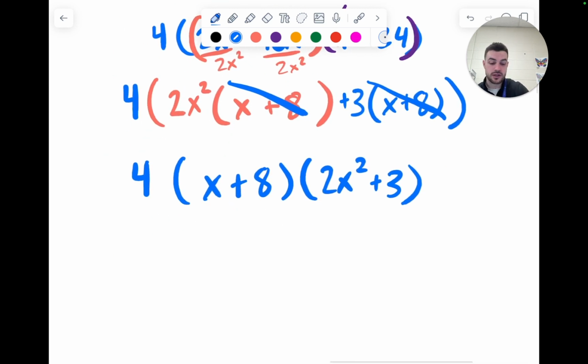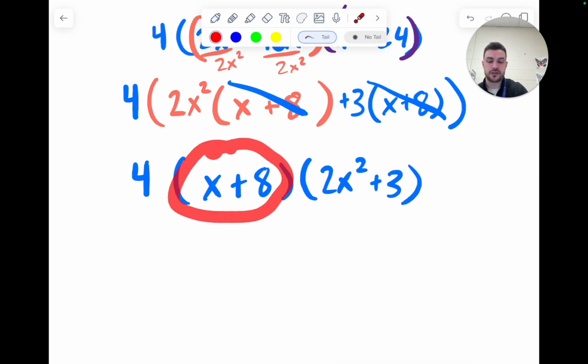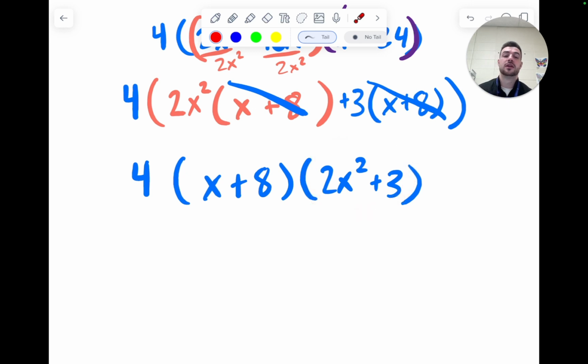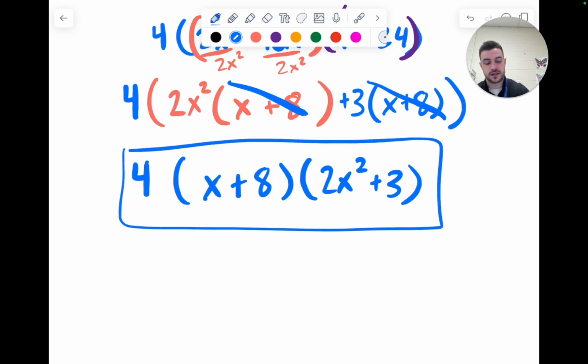However, remember, let's try to see if we can factor more. So nothing factors out of this, and again, this does not factor either, so we are good to go. This is our final answer.